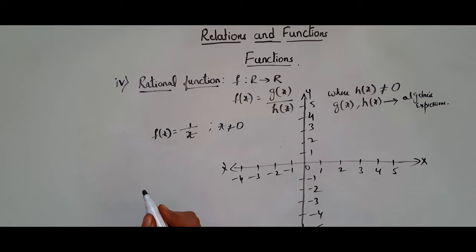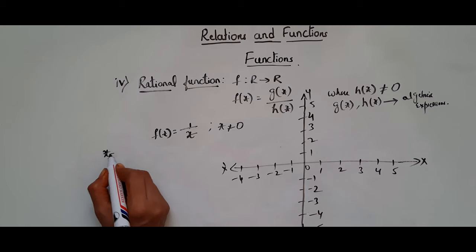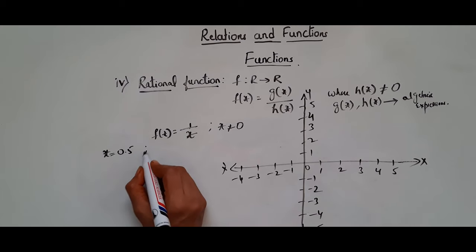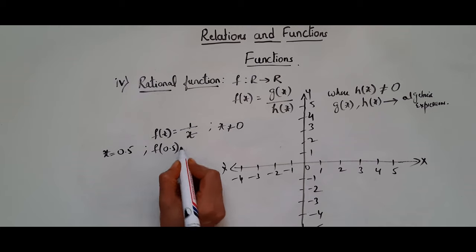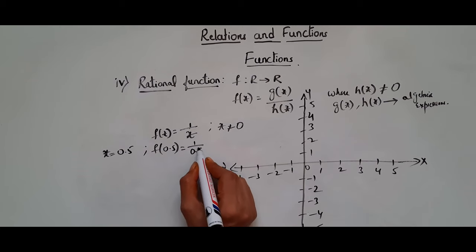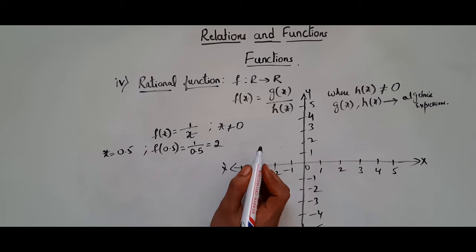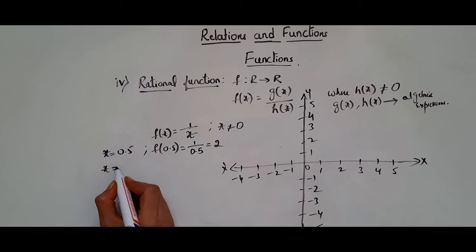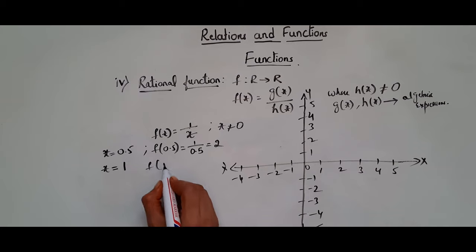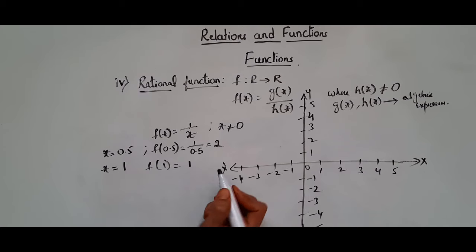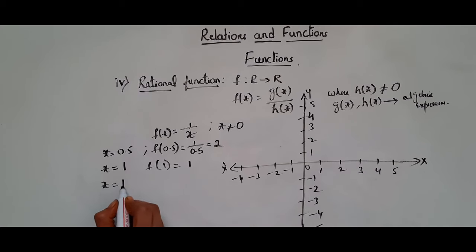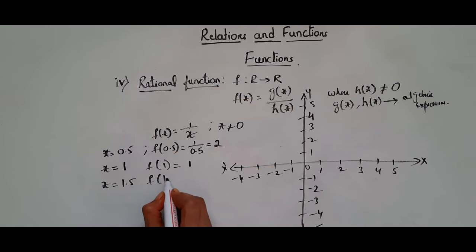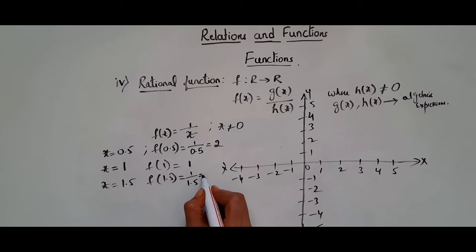Now let's see for different values of x. Let's take x is equal to 0.5. So your f of 0.5, what is 1 by 0.5? You'll get 2, right? Similarly, for x is equal to 1, f of 1 is 1 by 1, which is 1. Now let's take x is equal to 1.5. So f of 1.5 is equal to 1 by 1.5. That will give you 0.67.